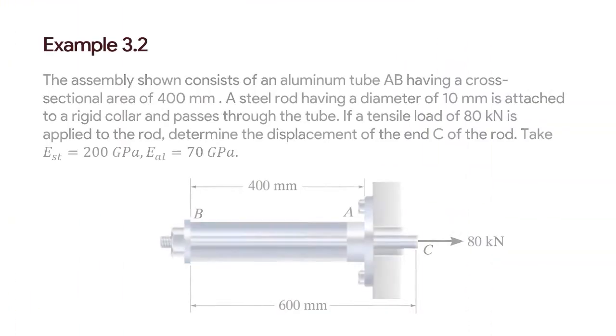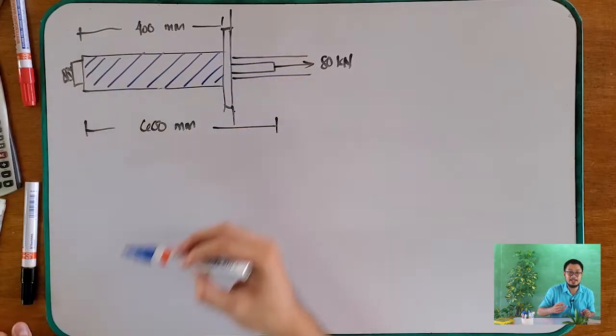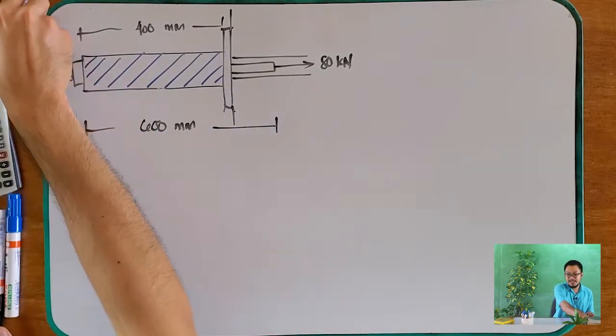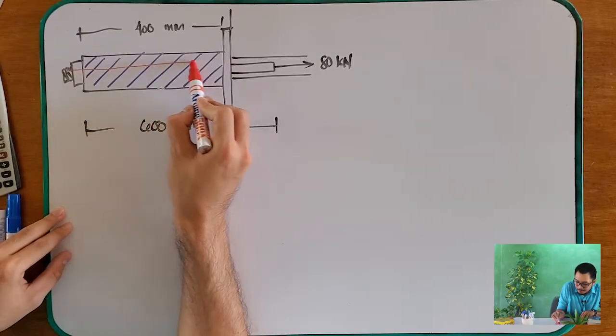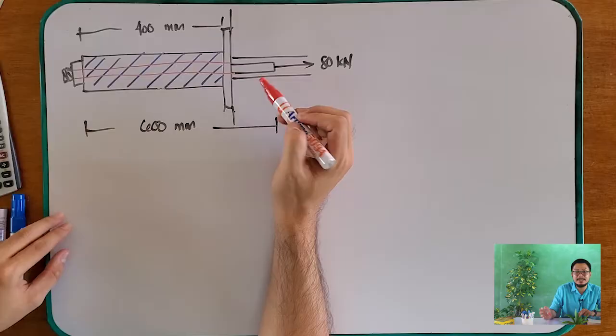So, let's have another example. Let's have this example, another one. So, we have this assembly, and kani siya, this one here is an aluminum tube daw. This one is an aluminum. So, tube ni siya. Okay? And then, nakagi-insert na steel rod. And this is your steel rod. And then, mao ni siya ang kanang miguwas.